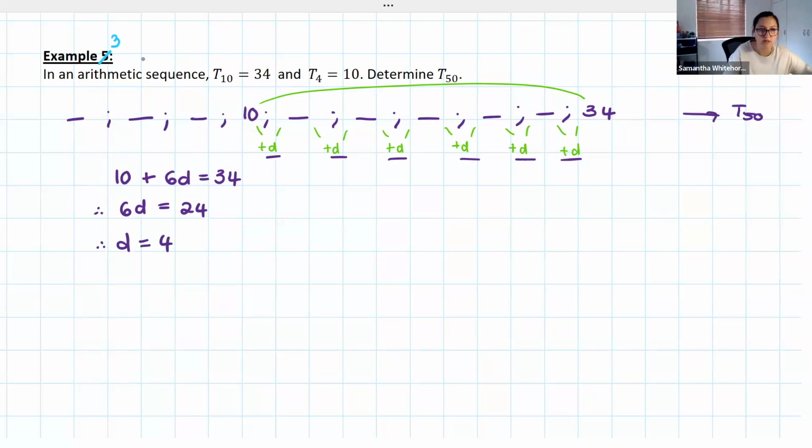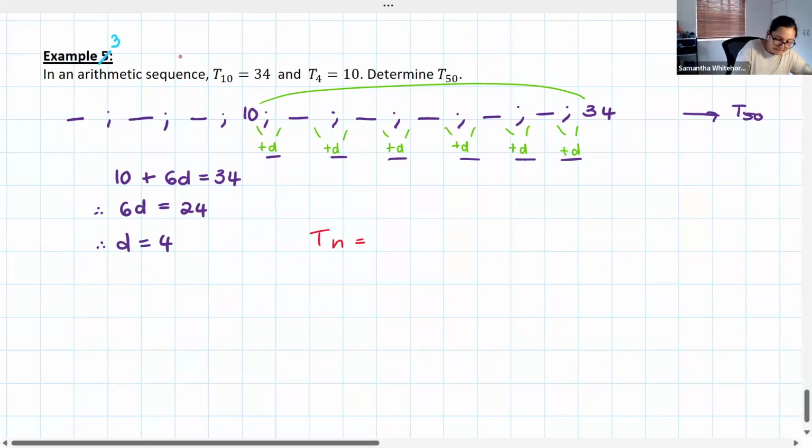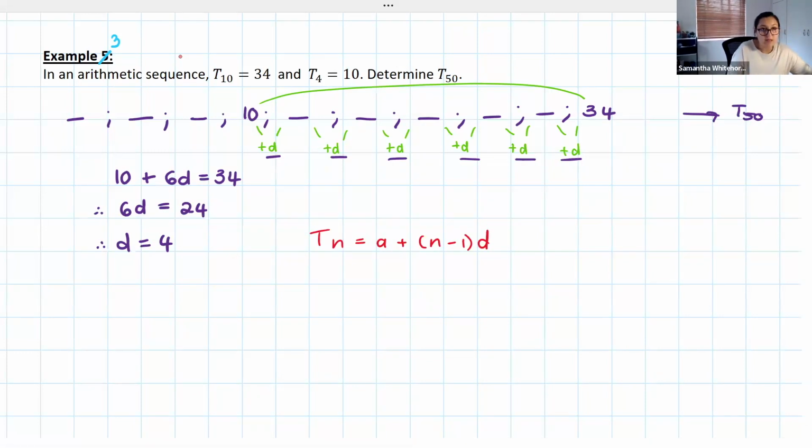Now that's great because this is super useful for me. Knowing the difference means that I can go and start substituting into my formula that we were given earlier, because now I know what the difference is. And I can actually now use it to work backwards to term 1. If I'm going to go backwards, I would now need to subtract 4 from 10 to get 6, and subtract 4 to get 2, and so on. And I'm able to then get term 1.